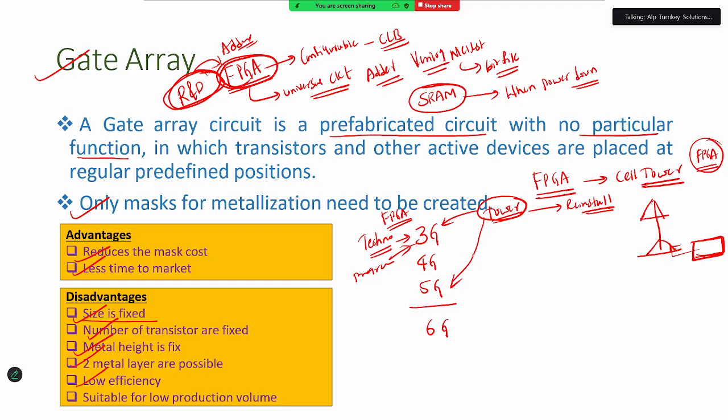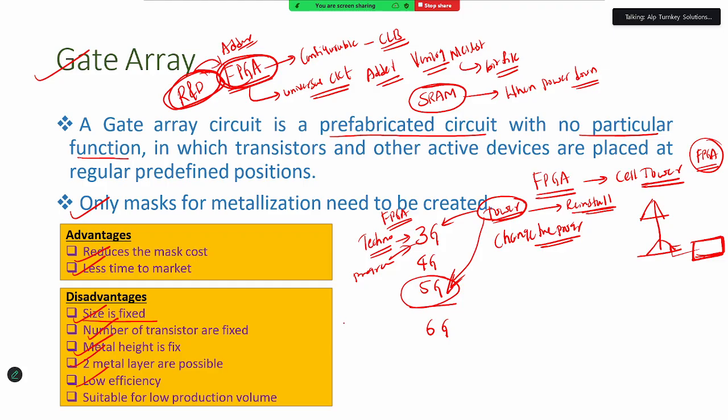Now we upgraded to 5G. When we upgrade to 5G, no need to reinstall the whole tower. We just need to change the program and load it, and the tower can support 5G. Like this, this is a field programmable gate array.